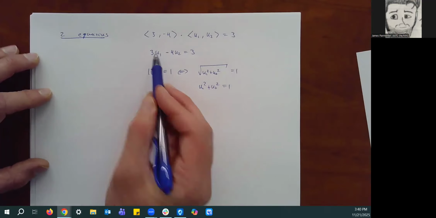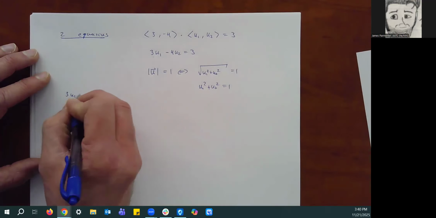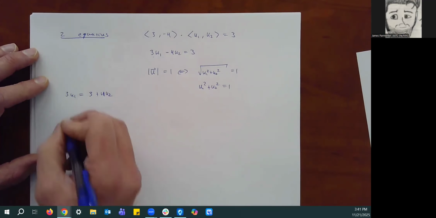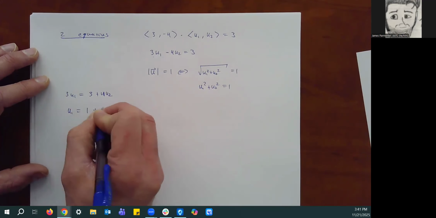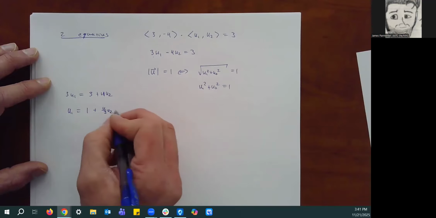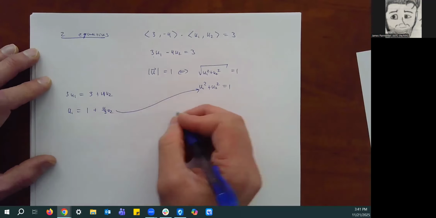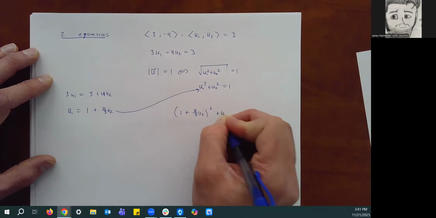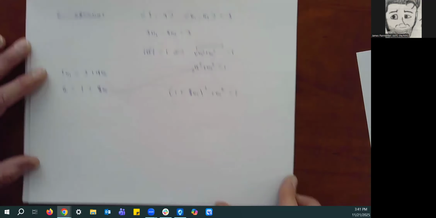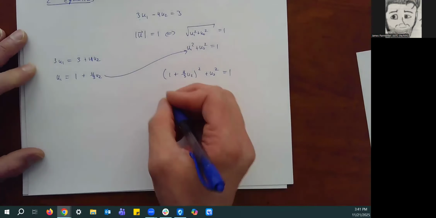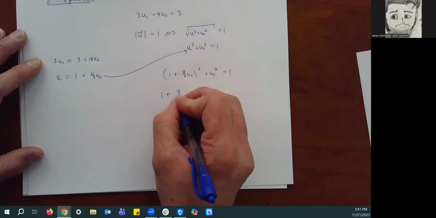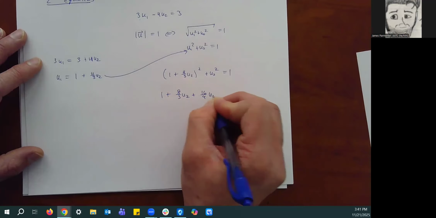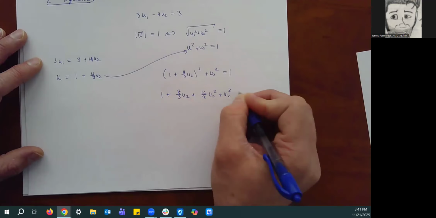I'm going to isolate u1, so I'm going to say 3u1 equals 3 plus 4u2, and then divide by 3 to get u1 equal to 1 plus 4/3 u2, and then slot that in right there. So then I have (1 plus 4/3 u2) squared plus u2 squared equal to 1. Multiply the whole thing out: 1 plus 8/3 u2 plus 16/9 u2 squared plus u2 squared equals 1.